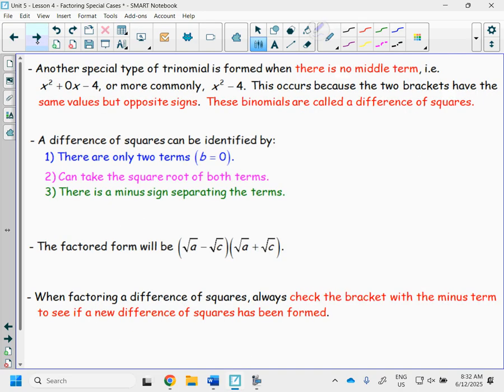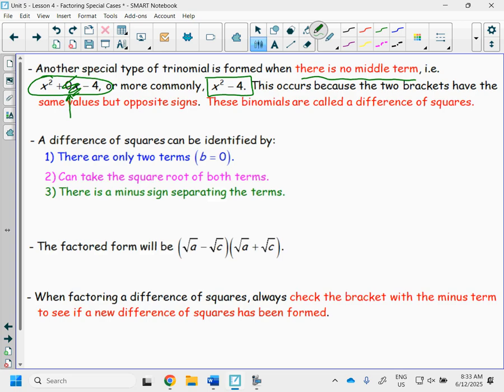Okay, the other type of trinomial. As I said, these are all trinomials, but special versions. Well, the other type is what happens when there's no middle term. For example, what if we had this equation? Do we usually write 0x? No, because there's no x's. We usually get rid of that, making it look like this. It looks like there's only 2 terms now, technically because the middle term is 0.